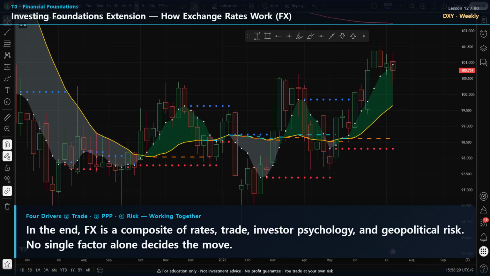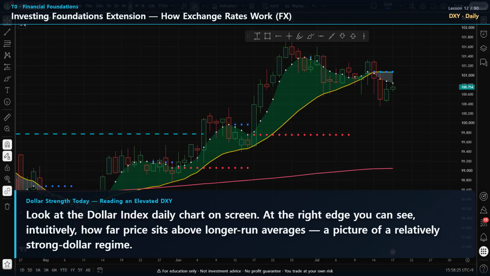In the end, FX is a composite of rates, trade, investor psychology, and geopolitical risk. No single factor alone decides the move. Look at the dollar index daily chart on screen. At the right edge, you can see, intuitively, how far price sits above longer-run averages, a picture of a relatively strong dollar regime.